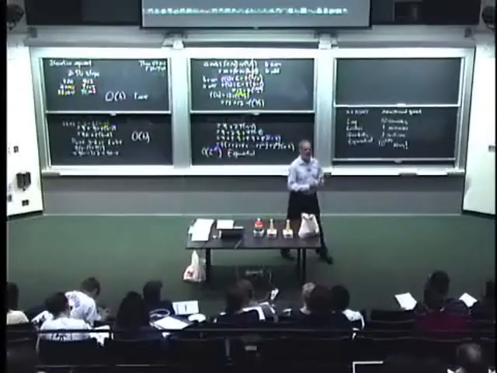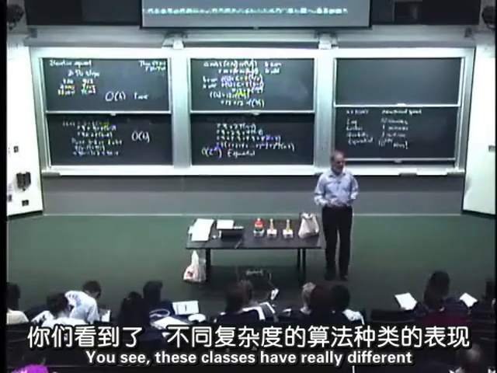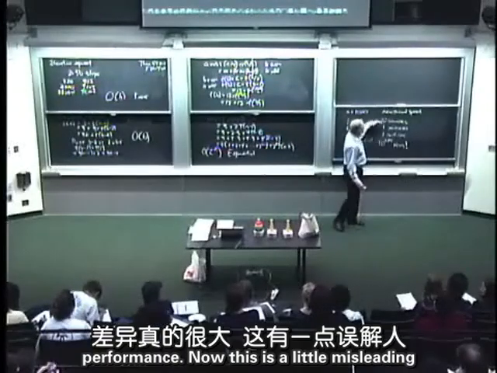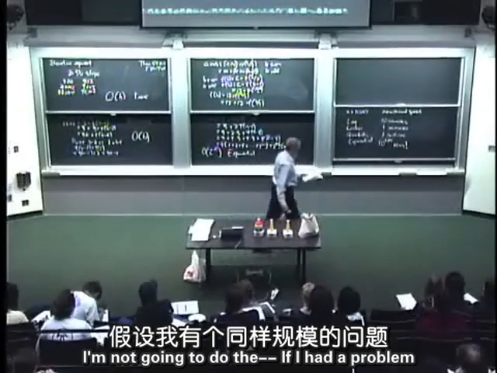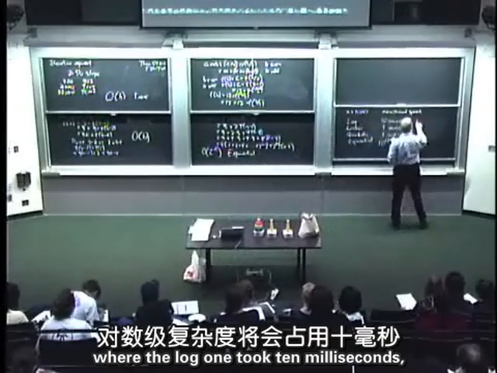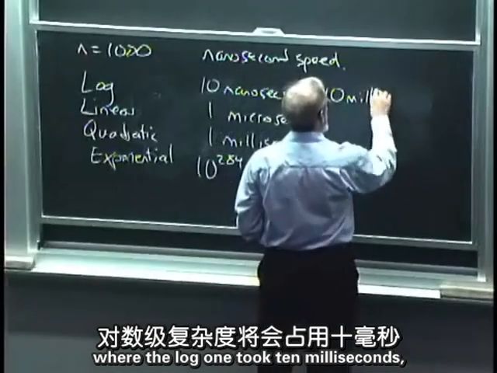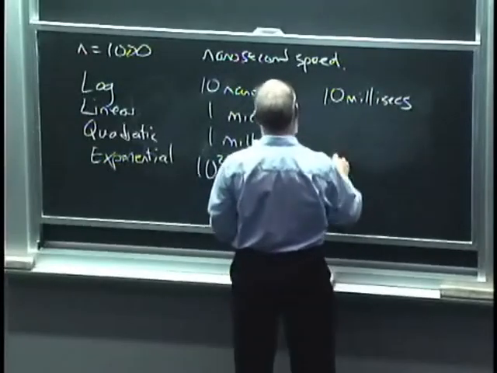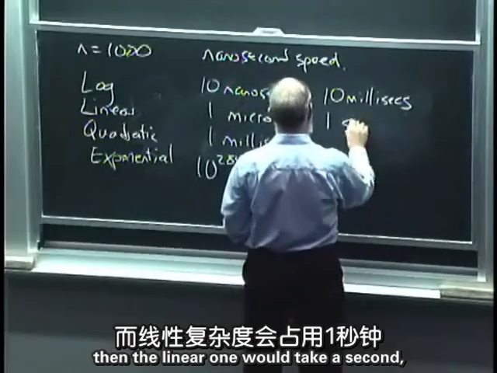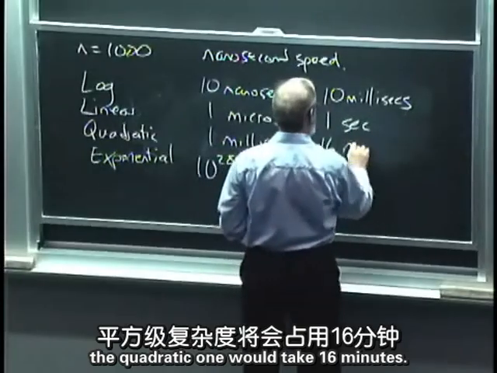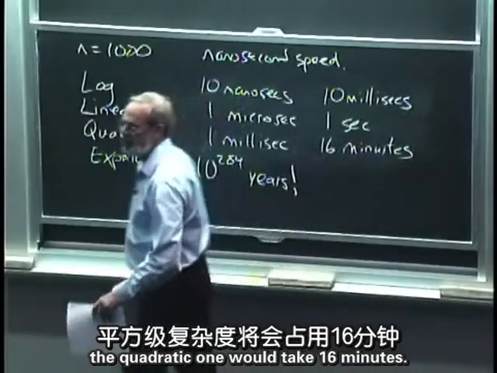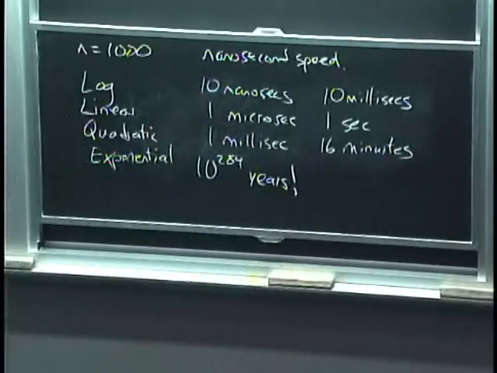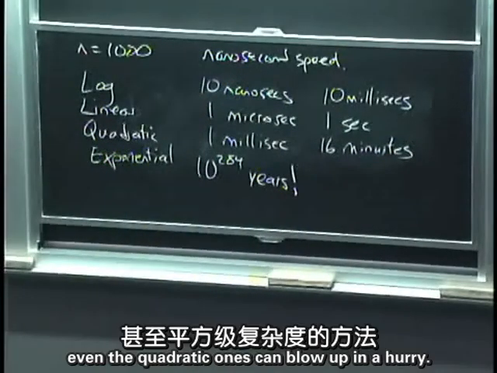You see, these classes have really different performance. Now, this is a little misleading. These are all really fast. So just to give you another set of examples, if I had a problem where the log one took 10 milliseconds, then the linear one would take a second, and the quadratic one would take 16 minutes. So you can see even the quadratic ones can blow up in a hurry.